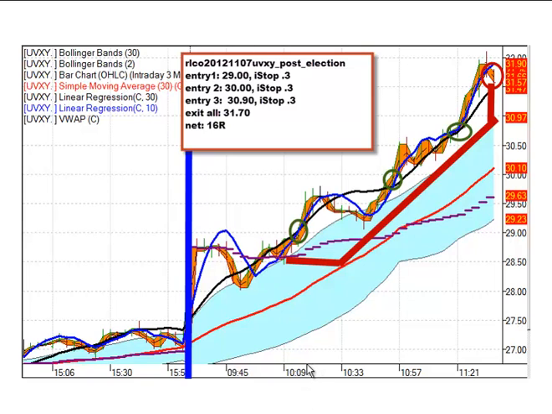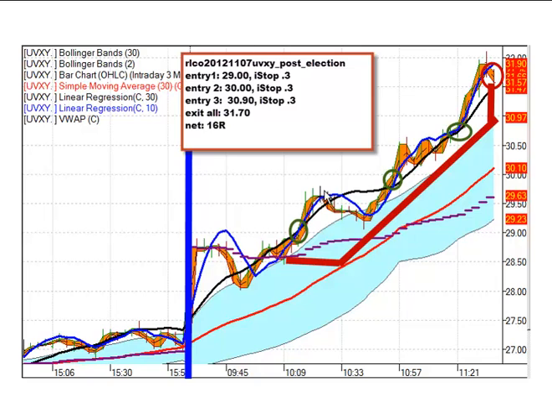At about 10:15, we have a regression line crossover with the blue line, the fast regression, passing over the slow regression with price moving up. So we make our first entry at 29 even with an initial stop of 30 cents. Price moves in our favor up to almost 30, pulls back in a measured way, dips into the river but never gets to the Bollinger Band mean, reverses and continues higher.